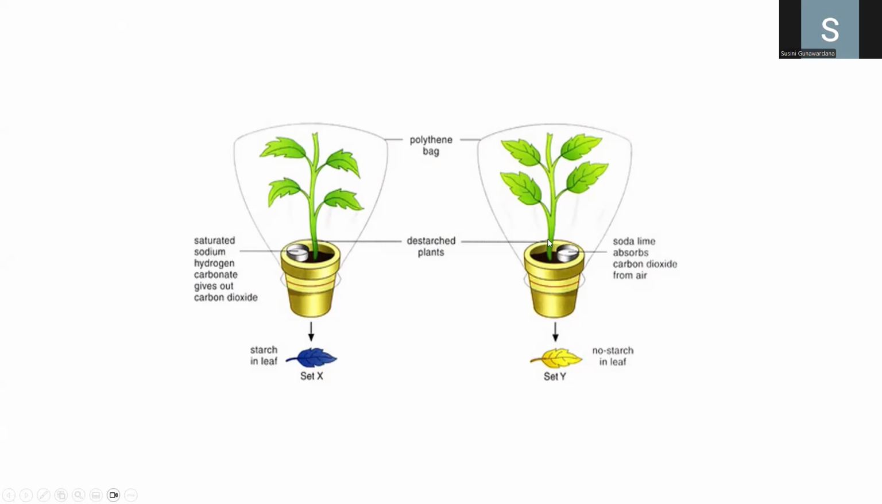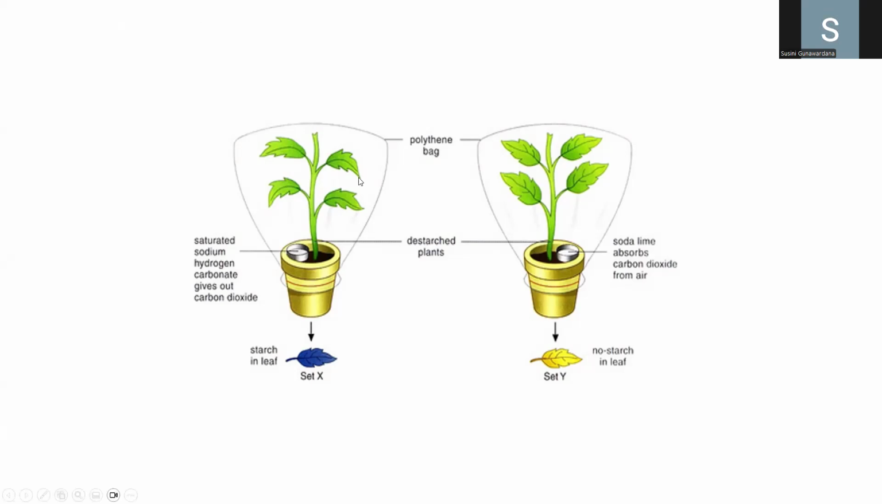And in this diagram you have mentioned the soda lime has been kept inside the plant. After that, you have to tie up both the plants airtight. If you need Vaseline, you can apply Vaseline, and somehow you have to keep these two plants airtight. That is very important, so there is no gas exchange with the external environment.